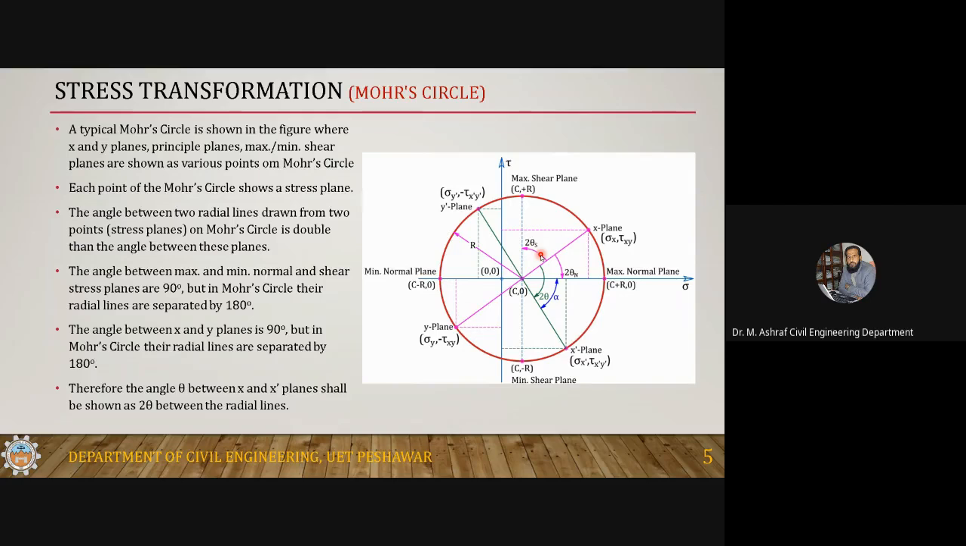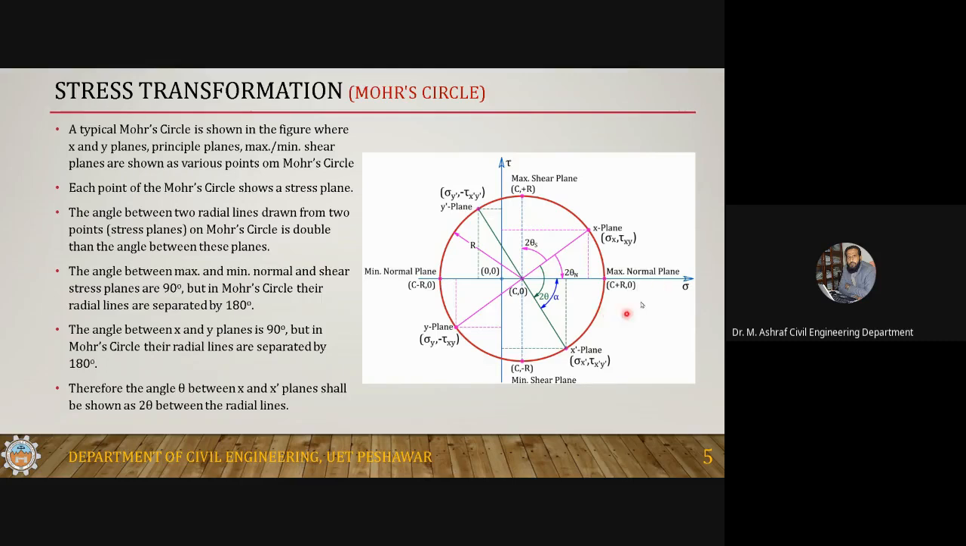Okay, and if you want to locate a certain plane, this is your reference. This is not your reference for the orientation. This is your reference. This is the x plane, so if you want to look at the x prime plane, then you will have to rotate from the x plane radial line to the x prime plane through an angle of 2 theta. Not theta, 2 theta, because in the Mohr circle the angle is always double the angle between the actual planes. So you will have to rotate by 2 theta. So this is all about this Mohr circle.